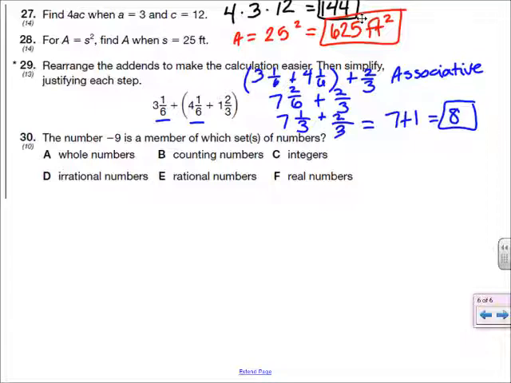Number 30. The number -9 is a member of which set of numbers? Well, whole numbers do not include negative numbers. They only include 0 and then 1, 2, 3, and so on, all the positives. Counting numbers start with 1 and go positive from there. Integers include negative whole numbers. Irrational numbers are ones that don't end and don't repeat when they're decimals. So it's not that, because 9 clearly ends. It's a rational number since it ends. And then F, real numbers, include all of those that are listed. So if it's rational, then it's got to be real numbers as well.